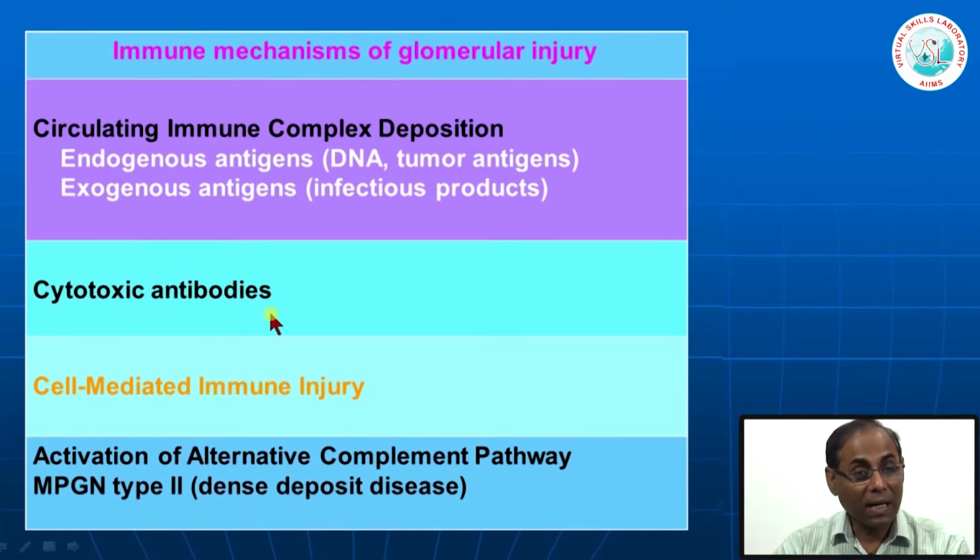Now there may be cytotoxic antibody also, and there may be cell mediated injury of the glomerular structure, and activation of the alternative complement pathway.